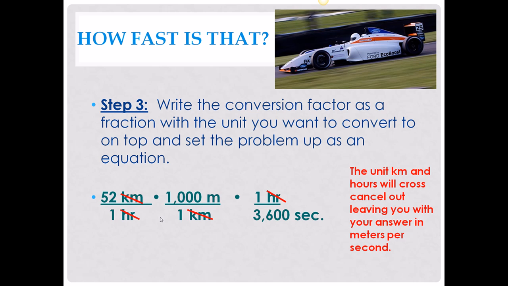Meters. What's left in my denominator? Seconds. So we're going to have meters per second. So let's start multiplying. 52 times 1,000, so times 1 is 52,000. And we're going to divide that by 1 times 3,600. So we're going to divide by 3,600, and we get 14.4 meters per second.